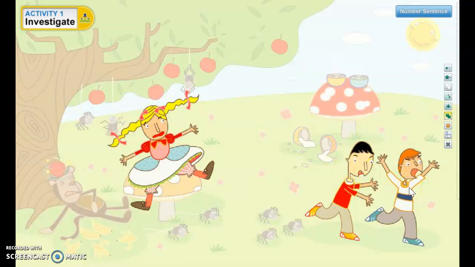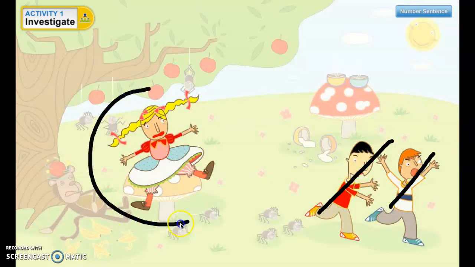So when you're looking at the children, I see this girl right here, and then I see 2 boys that are running away. So there's 3 children here, but 2 of them are running away. So I'm wondering, if there's 3 children and 2 are running away, how many are left? That's what we're going to be trying to figure out with our subtraction sentences.